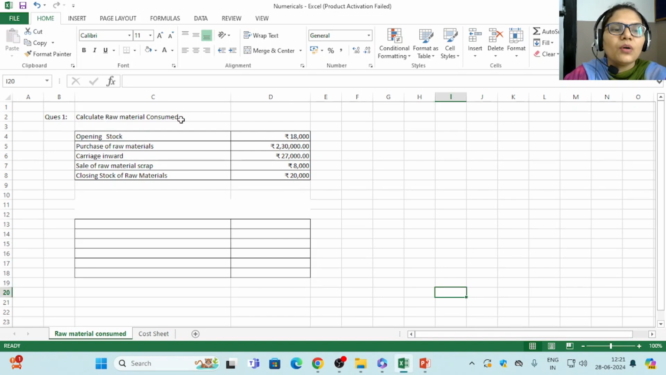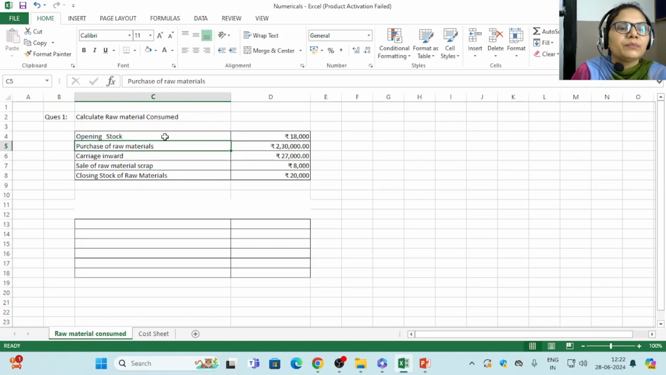Calculate the raw material consumed. Now in this session, they are asking you to calculate the cost of raw material consumed. They have given you opening stock, purchase of raw material, carriage inward, sale of raw material, closing stock of raw materials.